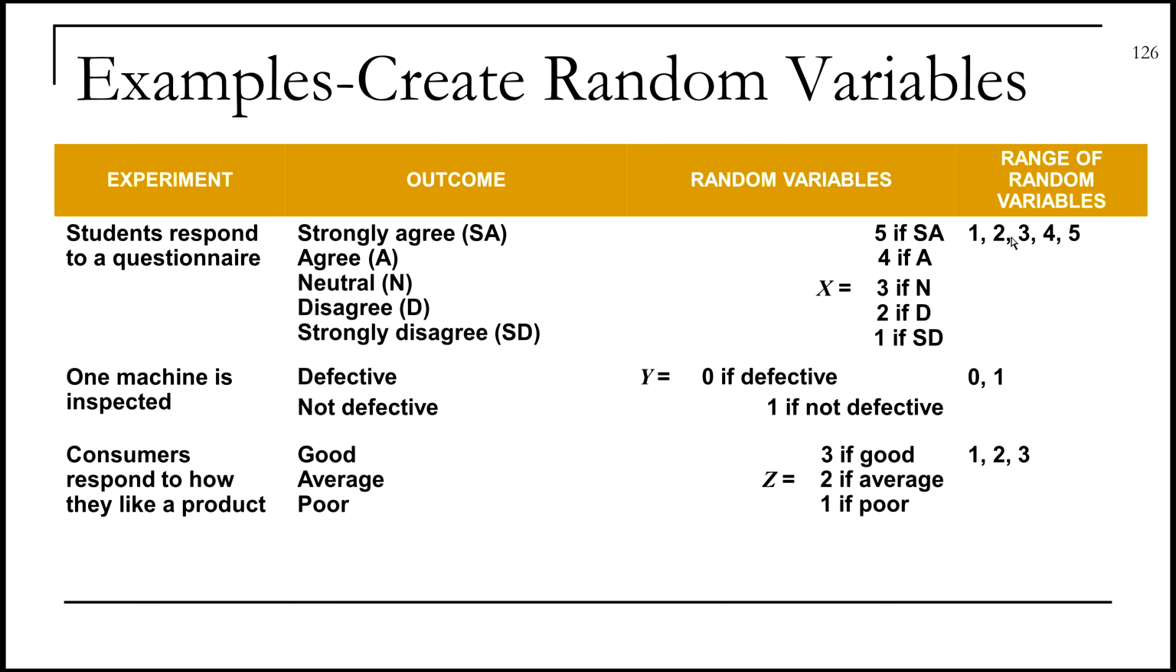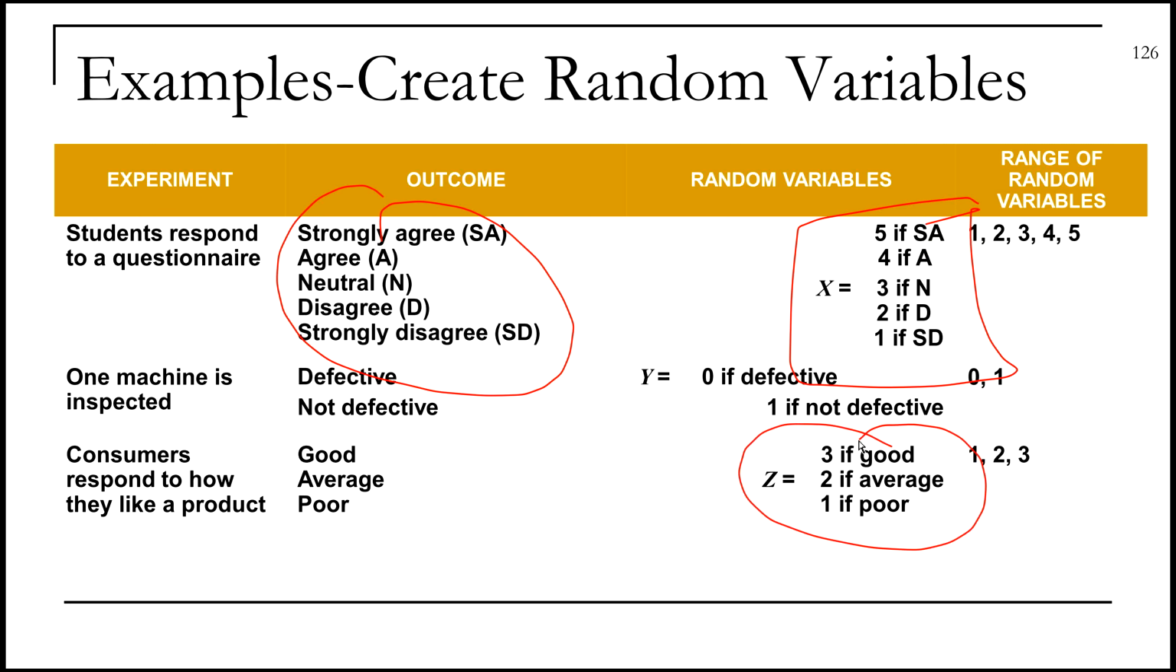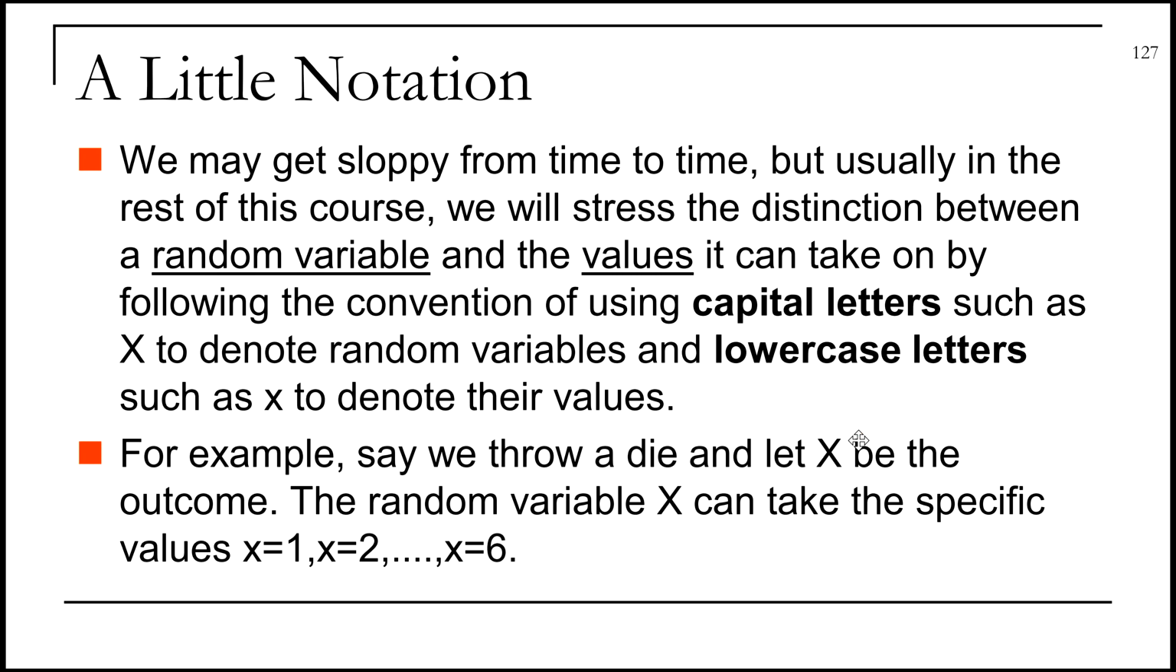And you can always convert things into random variables. It's up to you to decide how you want to code things. So here, for a response to a questionnaire, we define a random variable to be the numbers 1, 2, 3, 4, 5. We might define a random variable to be 0, 1. Here's a random variable defined to be 1, 2, 3. It's up to the user of probability how they want to define their random variable.